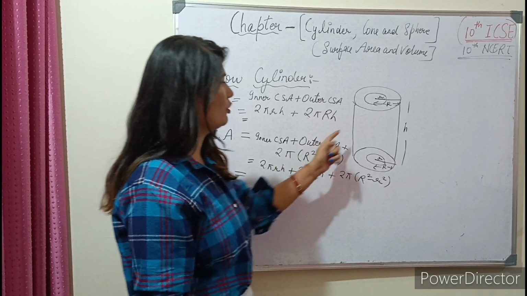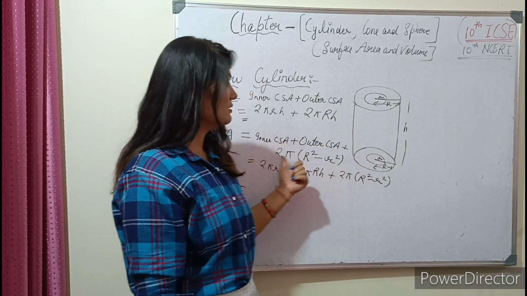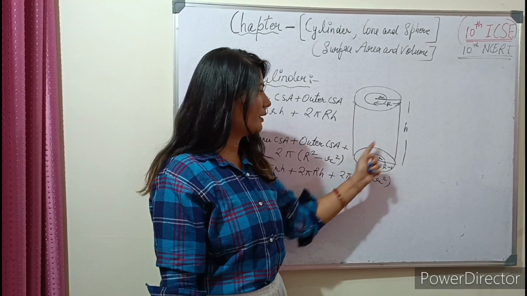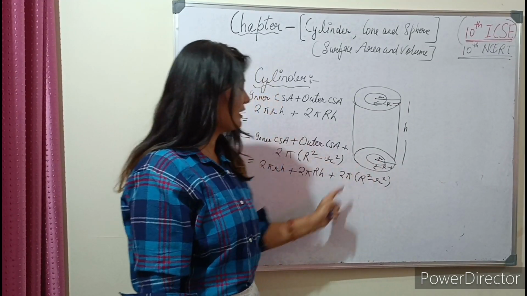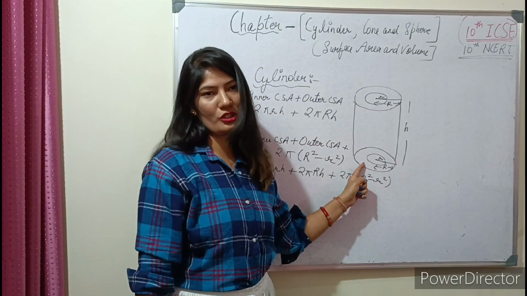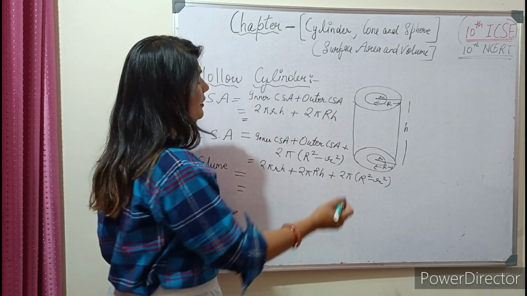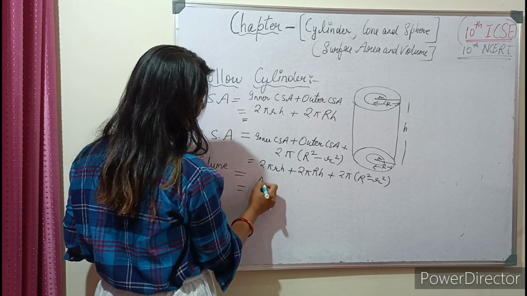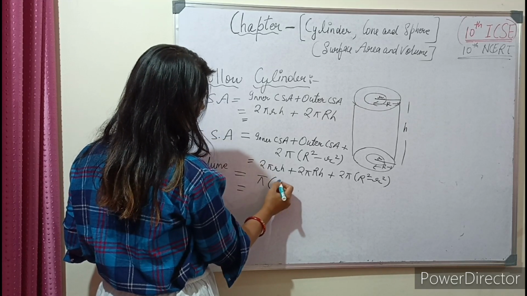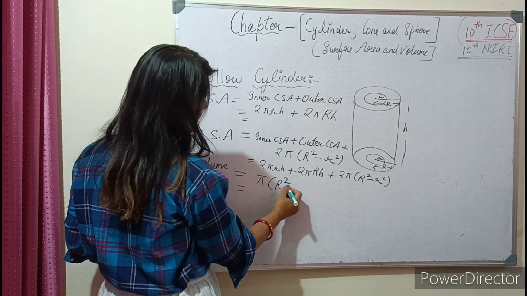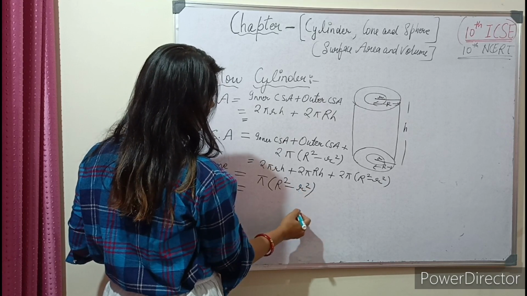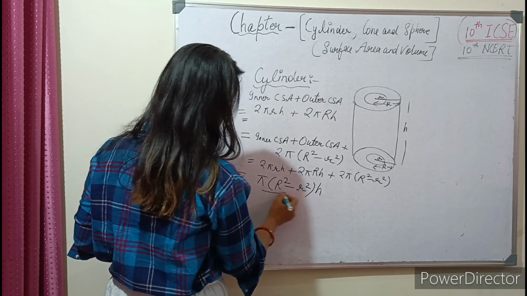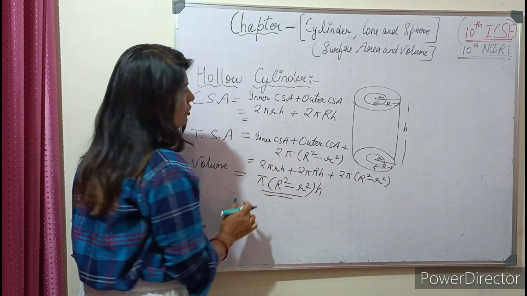Now how to find the volume of this hollow cylinder? Volume is always the area of the cross section multiplied by height. Here the area of the cross section is always πr², but again two radii are there. So volume will be π, make a bracket, (R² minus r²), multiplied by the height of the cylinder. So this is your volume of the hollow cylinder.